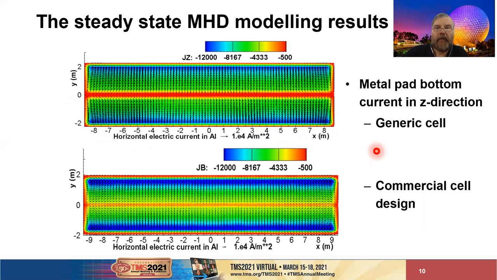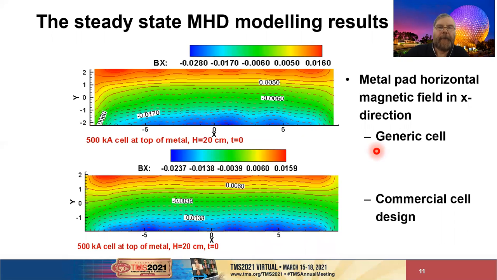Okay, so that's the current density. Then the magnetic field, three components. So that's the X direction, the long direction here. And this is for the generic cell on top and the commercial one down here, similar solution. It is more intense in the generic cell because the risers are closer to the metal pad.